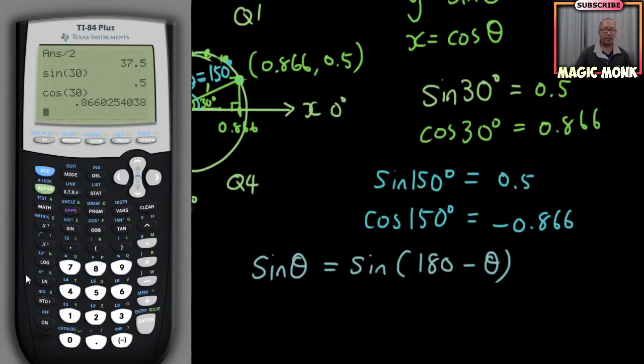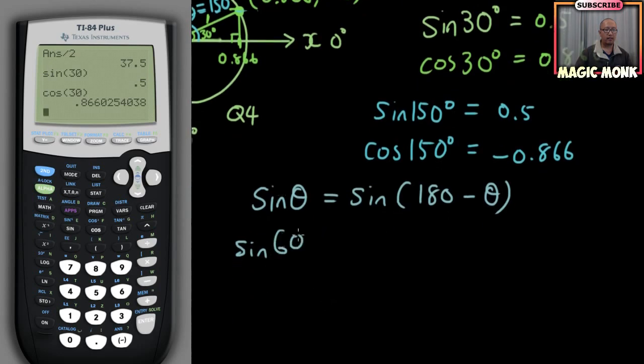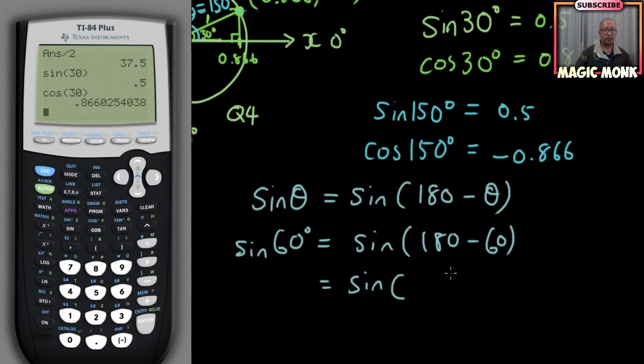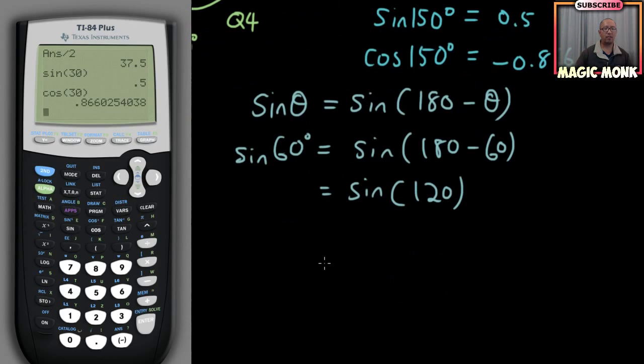So if I put in here sine 60, see if that will give me the same as sine of 180 minus 60, which is 120. So let's try putting that in. Sine 60 is 0.866. And let's put in sine 120. And that's also 0.866.